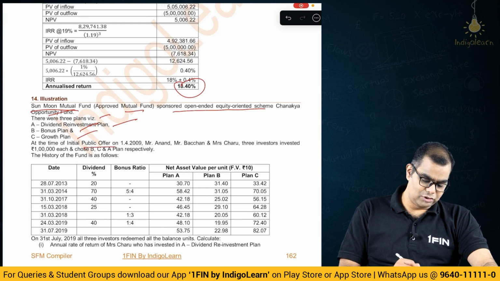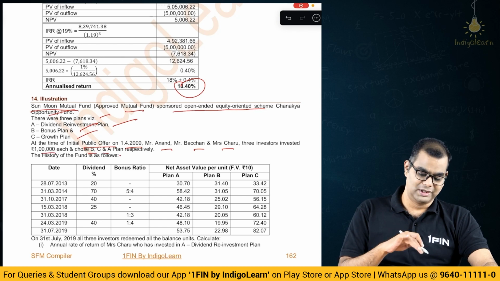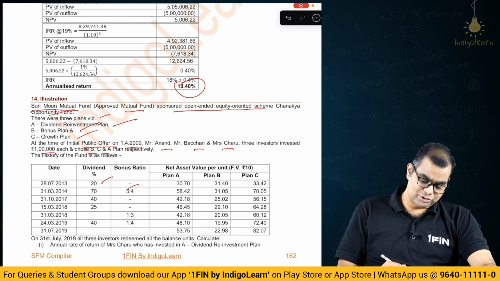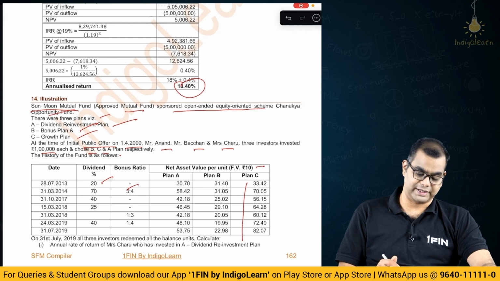At the time of IPO on 1/4/2009, Mr. Anand, Bachchan and Charu, 3 investors, invested 1 lakh each, and chose B, C and A plans. So, ABC invested in B, C, again confusion. Anyway, the history of the fund: dividend is so much and bonus is so much, and again they have given the NAV per unit, face value 10 for each of the 3 plans.